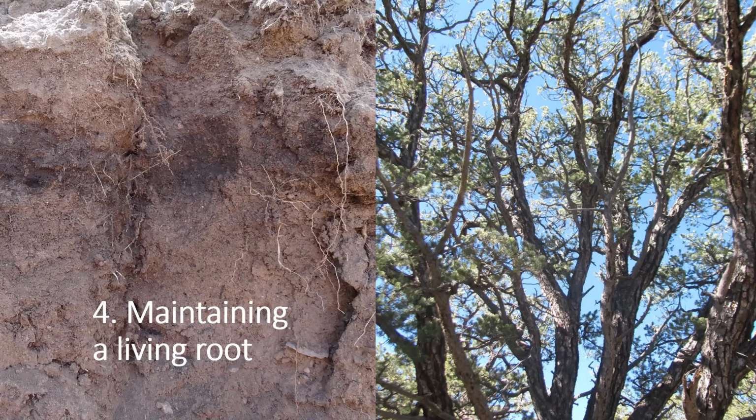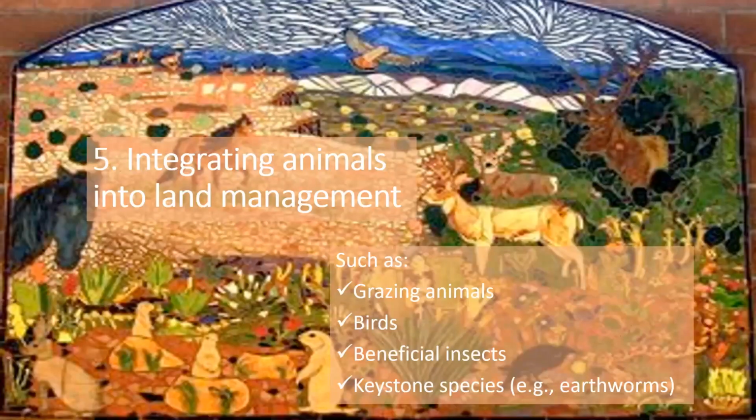And finally, integrating animals into land management. That could be grazing animals, birds, beneficial insects, and keystone species such as earthworms. And how do you think those various animals keep the soil healthy?